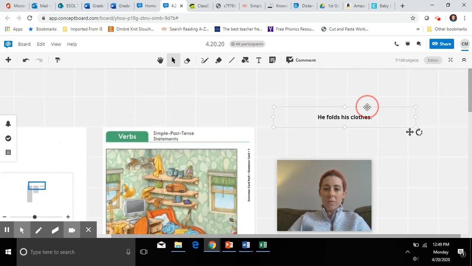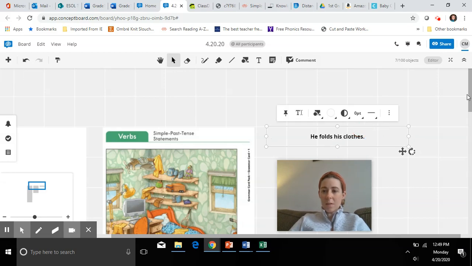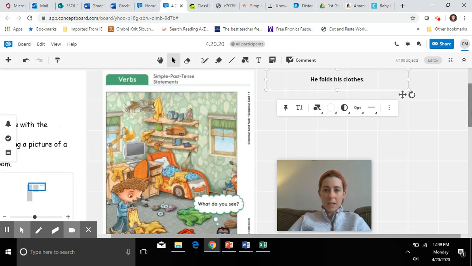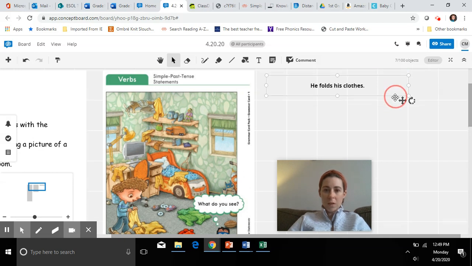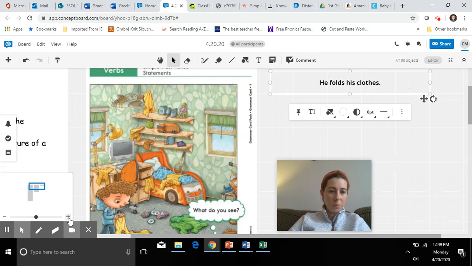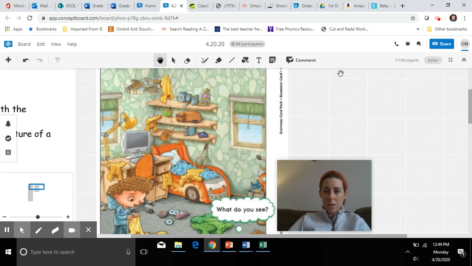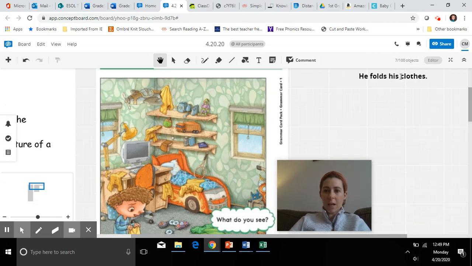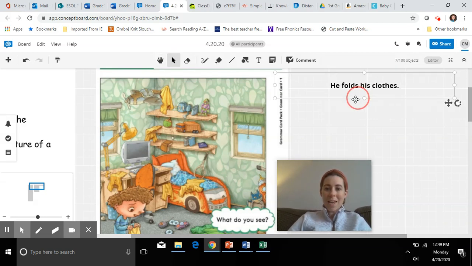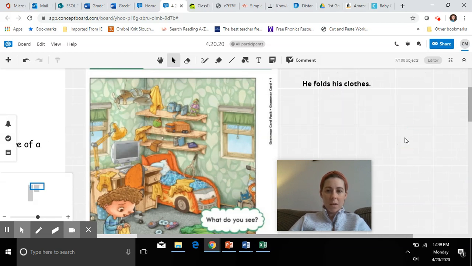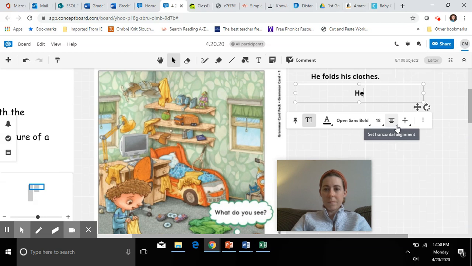Right now, I want you to think of what else. Think of another thing that the boy can do to clean his room. Move this over a little bit. Let's make his room a little bit bigger so we can see. What else does he have to do? That's right. He has to make his bed. Okay, so I'm going to make that into a sentence. He makes his bed.